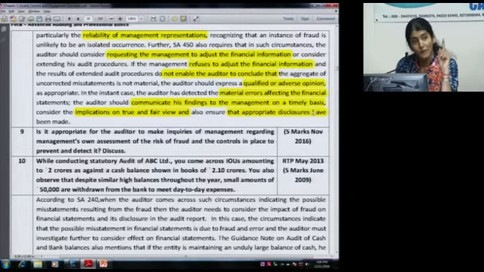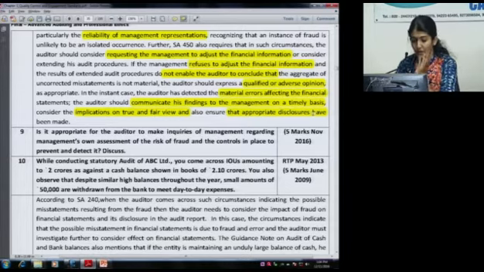So you can write down 1, 2, 3, 4. You remember: firstly, whether the financial statements are materially misstated due to fraud. Also revise the audit risk assessment. Second, check the implications of fraud on the financial statements and the audit report. Communicate to management, TCWG, and also consider the reliability of written representation.